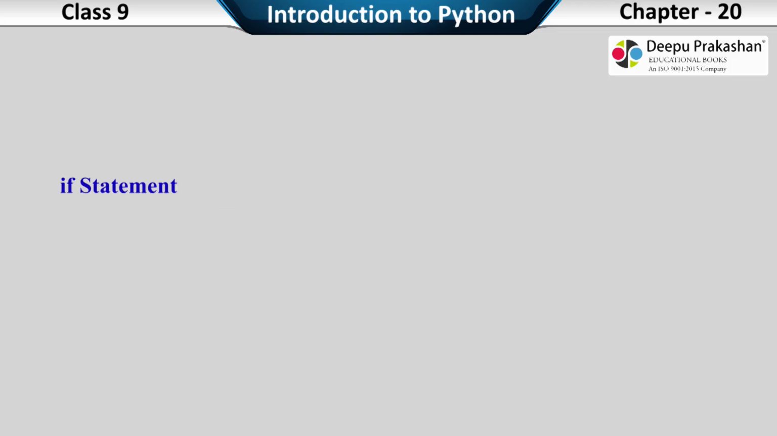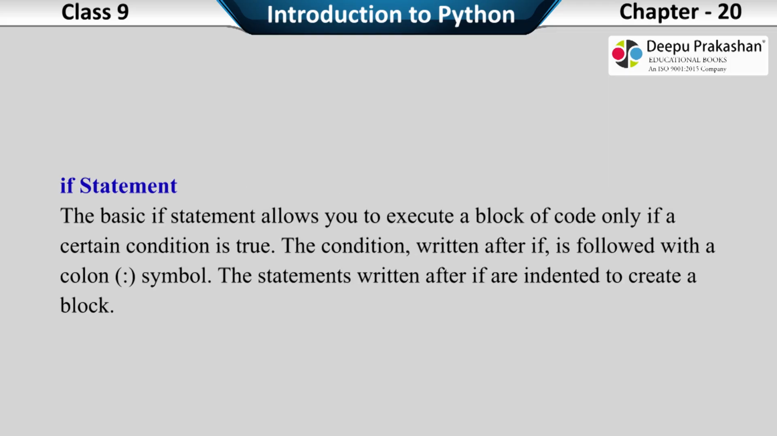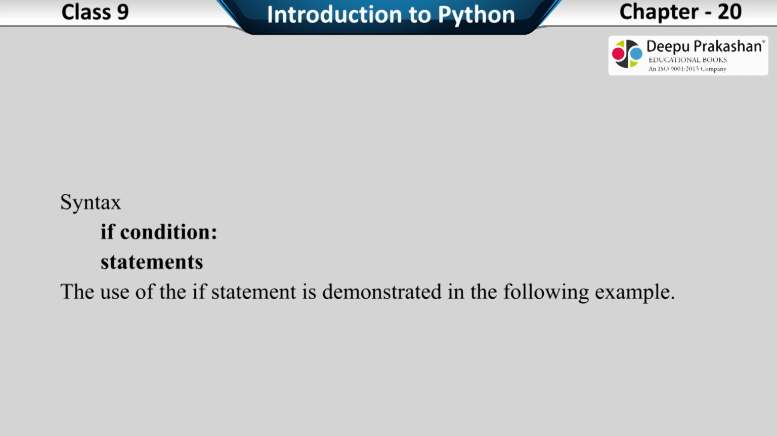If statement. The basic if statement allows you to execute a block of code only if a certain condition is true. The condition, written after if, is followed by a colon symbol. The statements written after if are indented to create a block. Syntax: if condition, statements. The use of the if statement is demonstrated in the following example.